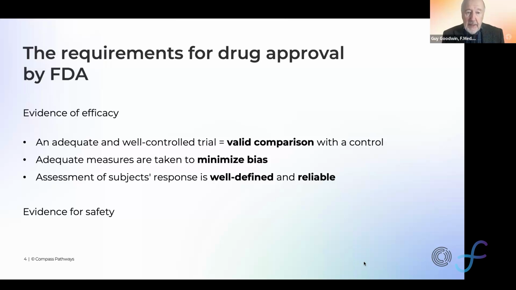And thirdly, in assessing the subject's responses, you use well-defined and reliable outcome measures. And obviously in psychiatry, they are usually subjective reports, and that means there's a particular need to pay attention to bias in that regard as well. Safety is usually based on open complaints that the patient makes or measures of changes in physiology or pathology which appear to be related to the effects of the drug.